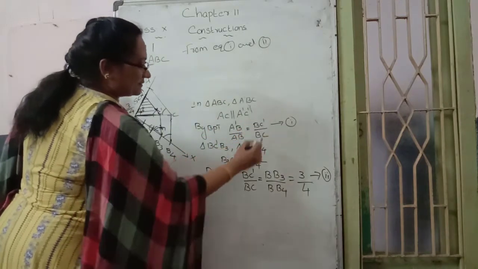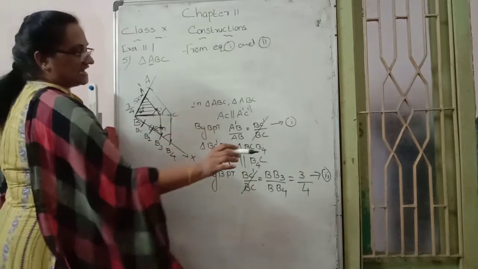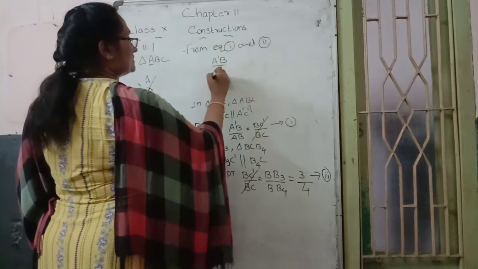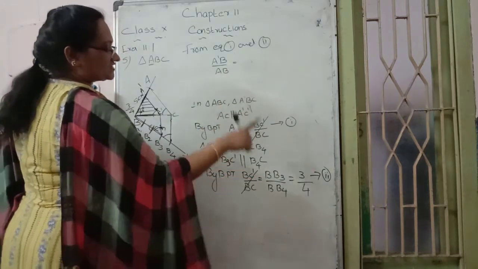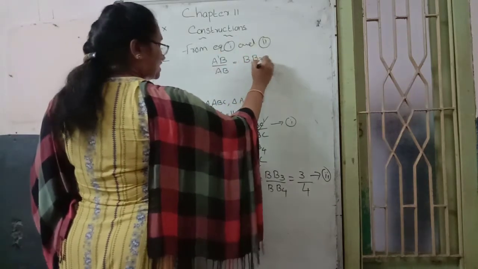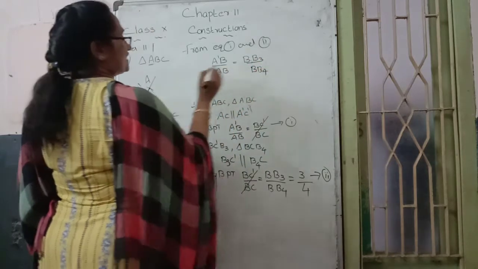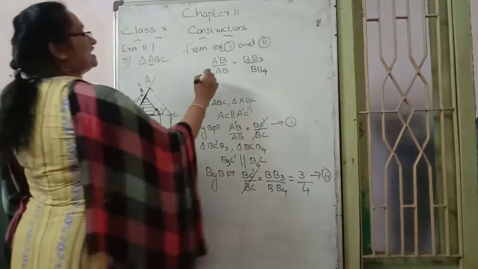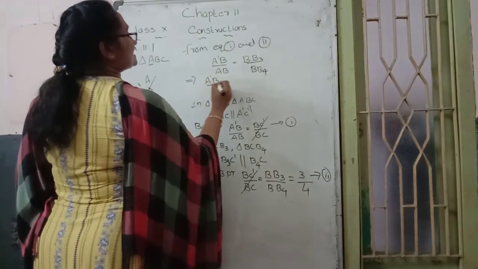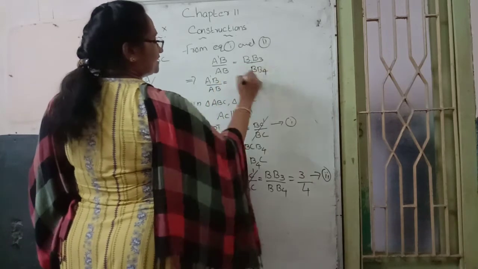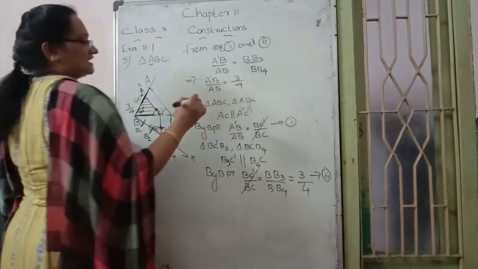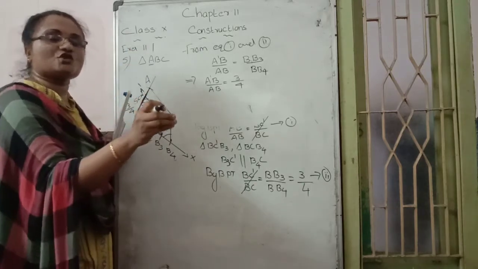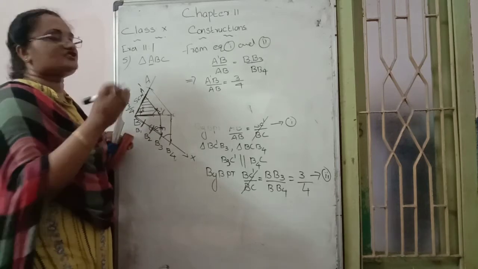here BC dash by BC ratio is the same in both, so cancel that. Remaining part from the first equation: A dash B by AB is equal to BB3 by BB4. This implies from the second equation BB3 by BB4 is 3 by 4. Instead of that, we can write A dash B by AB is equal to 3 by 4. Then, the side of the similar triangle is equal to 3/4 part of the original triangle. Which is the original triangle?